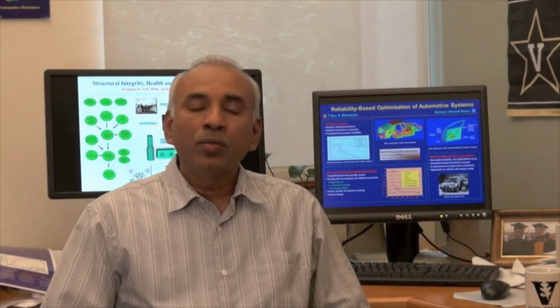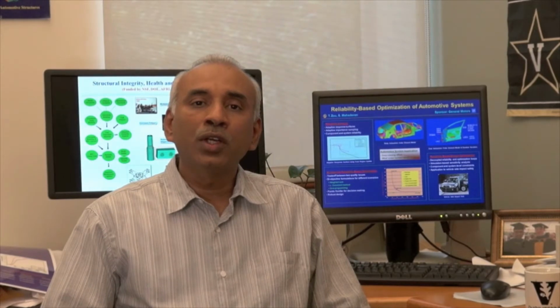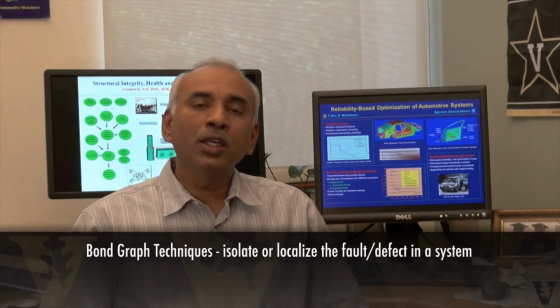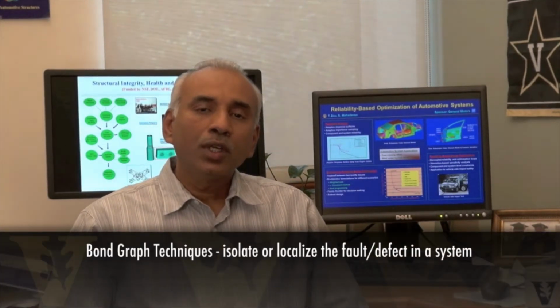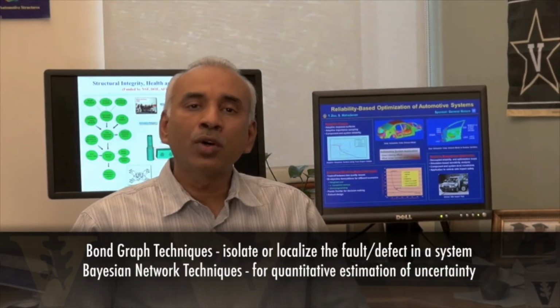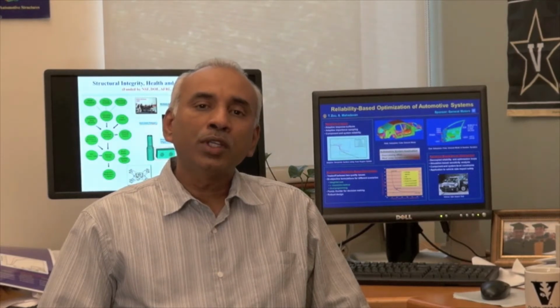So we are focused on both civil systems and aerospace systems, and we have looked at methods particularly focused on two types of techniques. One is based on bond graph techniques, where we are able to quickly isolate or localize the faults or defects in the system. And then the Bayes networks technique. So we heavily employ Bayesian techniques for quantitative estimation work. And so there are two types of techniques that we employ.